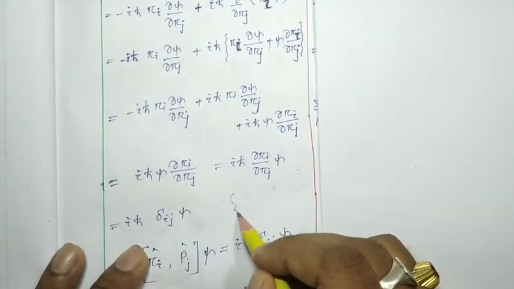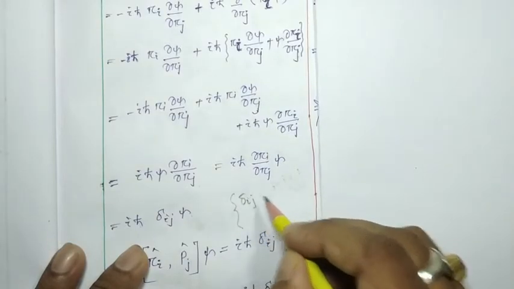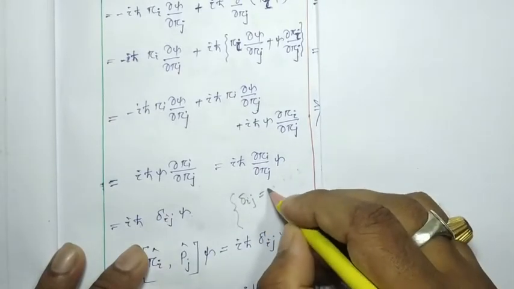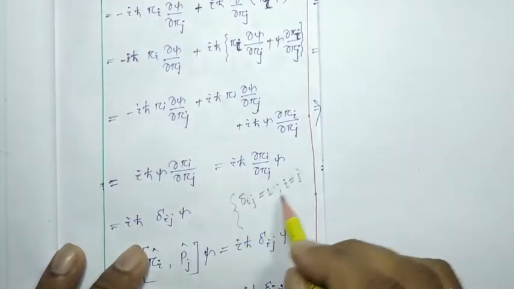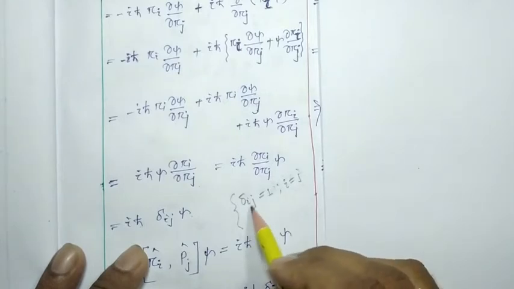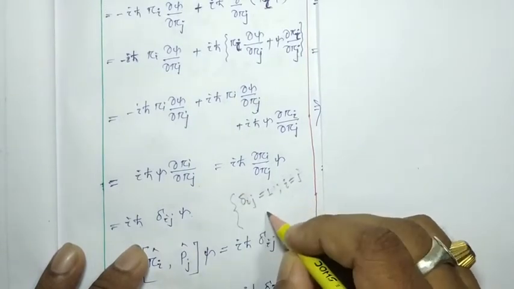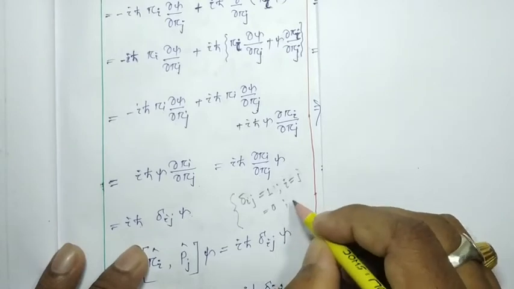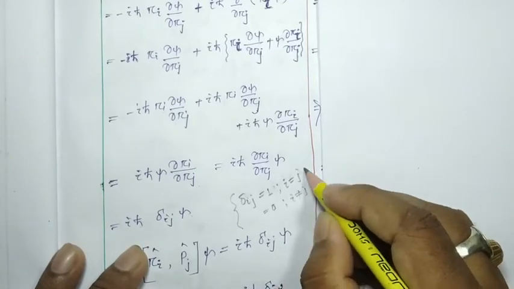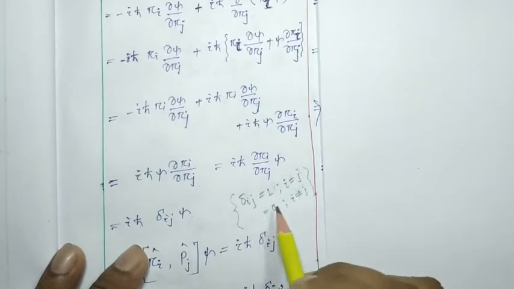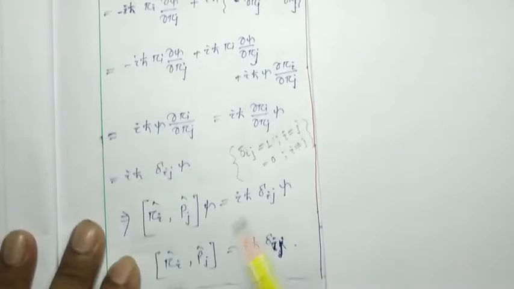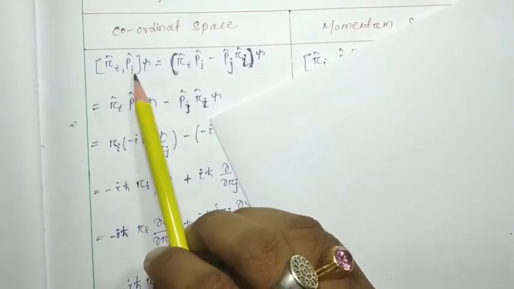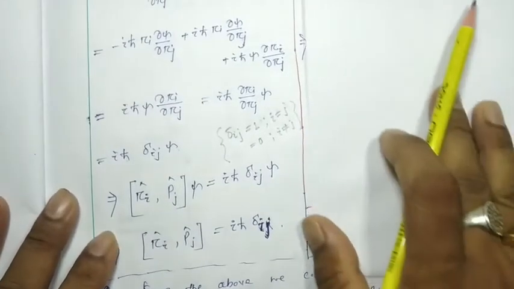Here you can write delta ij is nothing but equal to 1 for i equal to j, and the Kronecker delta ij will be equal to 0 when i is not equal to j. Okay, these things you just write for your understanding purposes. So here we found that R_i P_j ψ is nothing but iℏ Kronecker delta ij ψ.